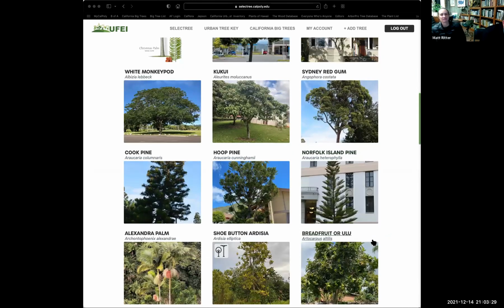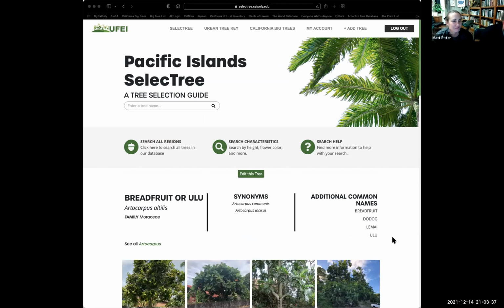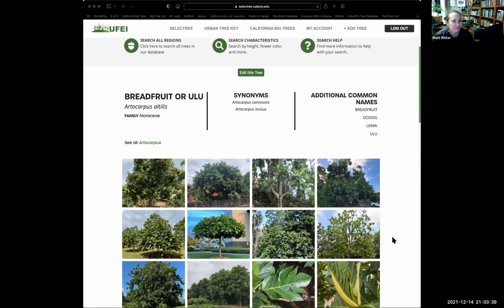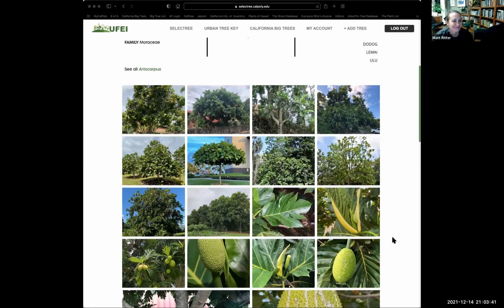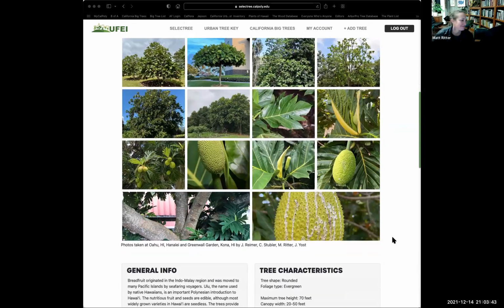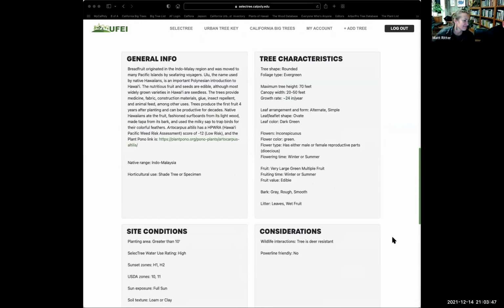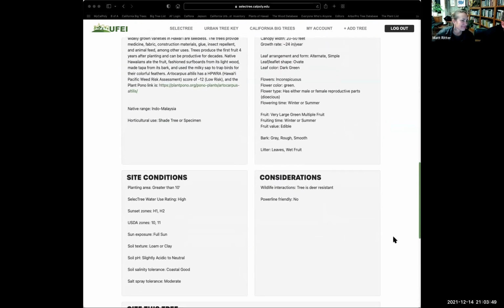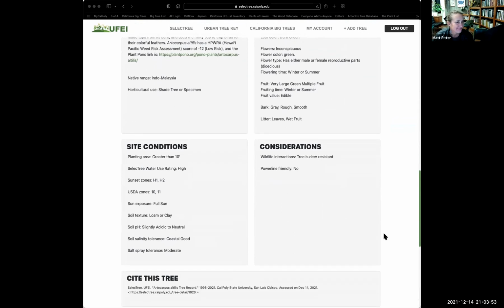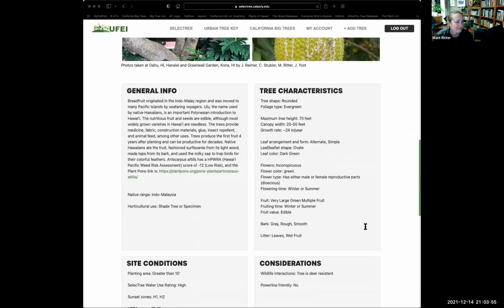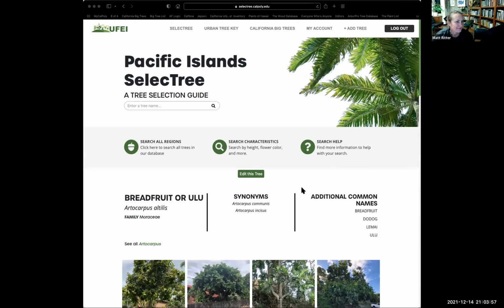If you click on any one of these, you'll see a bunch of photos and all the characters that Jen showed you. Here, for instance, is breadfruit, or ulu. You can see all the characters for it there. There are leaf and fruit photos, all of that. And then there's a bunch of information in the general information, a link to the Plant Pono link, the native range, all of that type of thing. There's a ton of information about these 195 species in the Pacific Islands Select Tree.